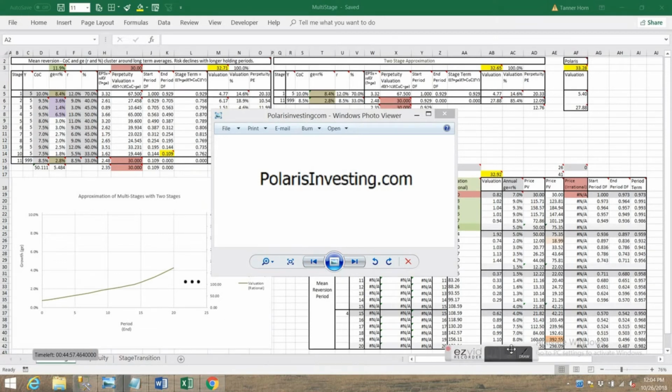This video is on the multi-stage valuation model, and we're also going to be talking about how to approximate it using a two-stage model. Next, we'll talk about how the PolarisInvesting.com website calculates the valuation coming from each one of those two stages. And we're going to finish up talking about approaches between a trader, short-term trading, and being a long-term value investor.